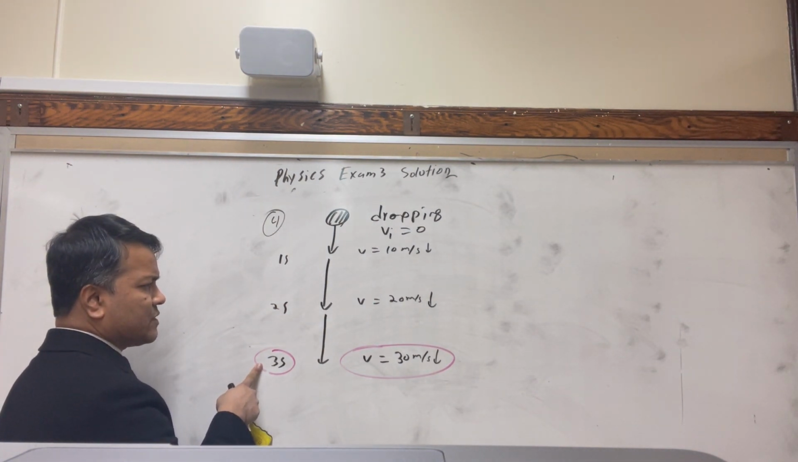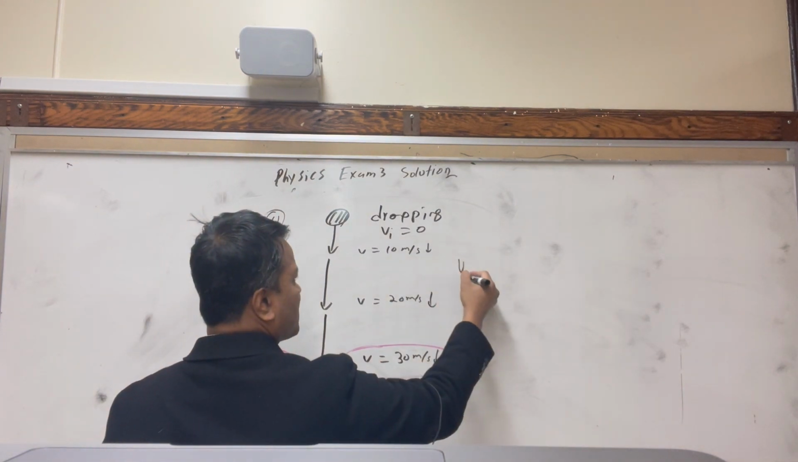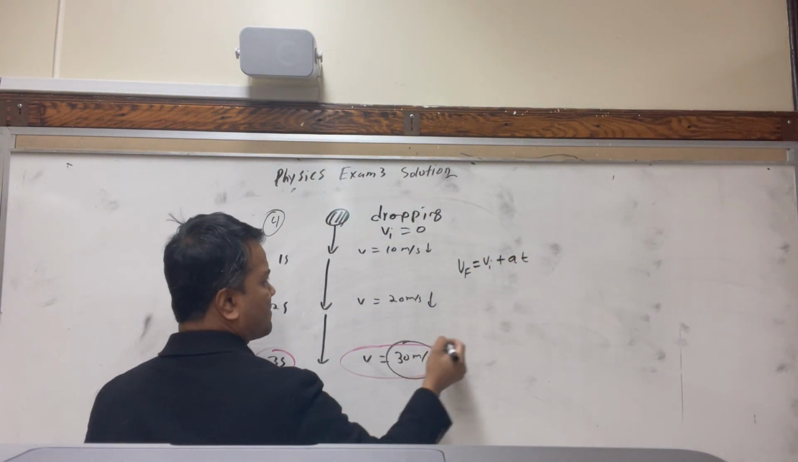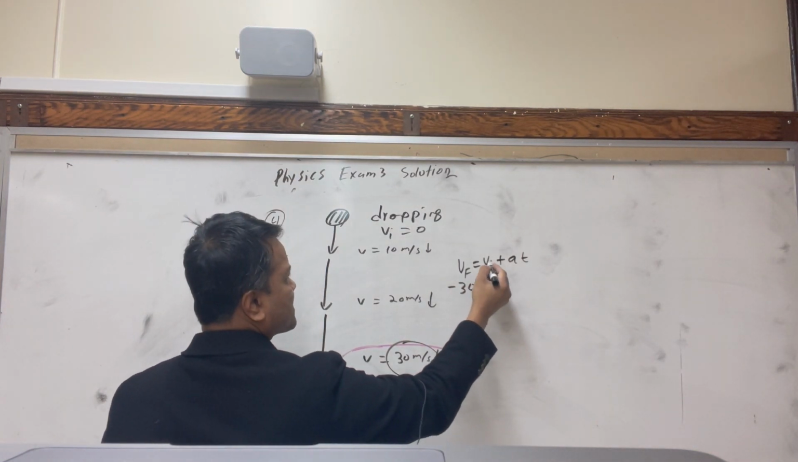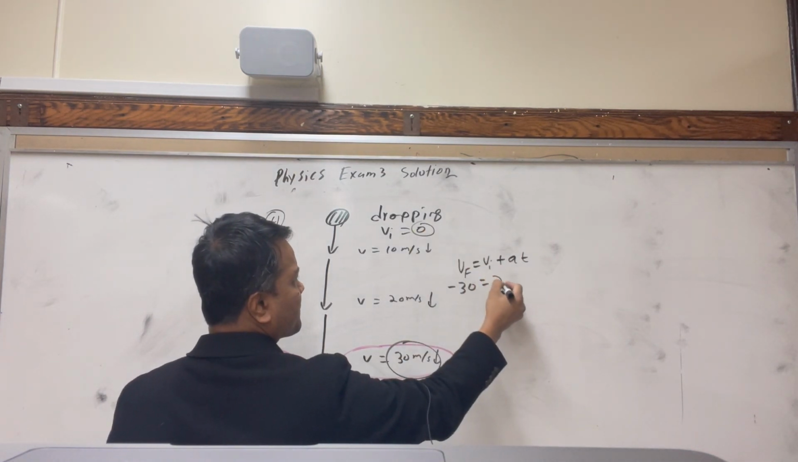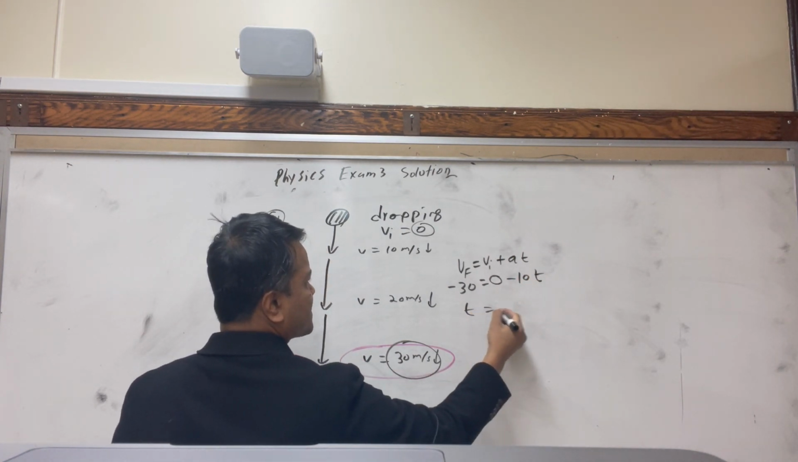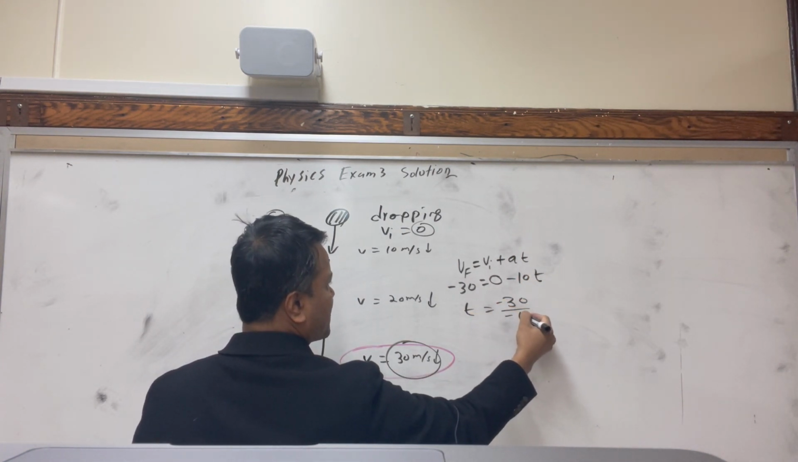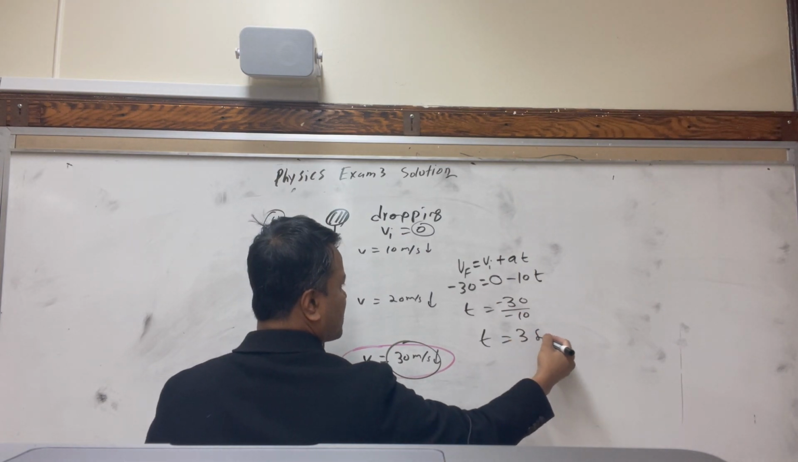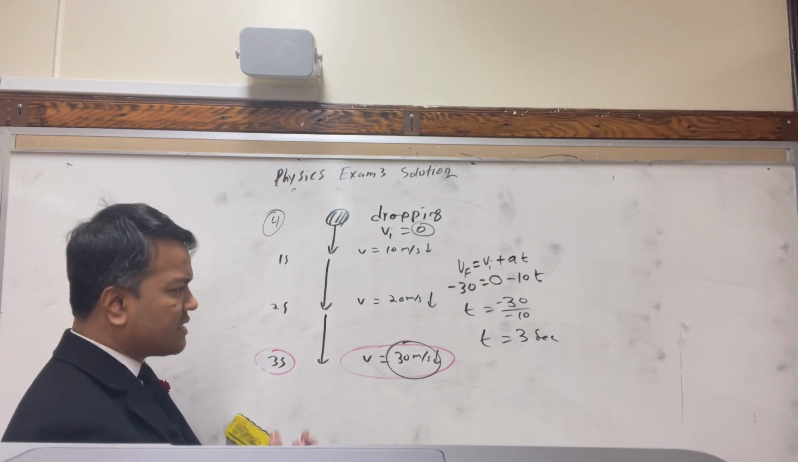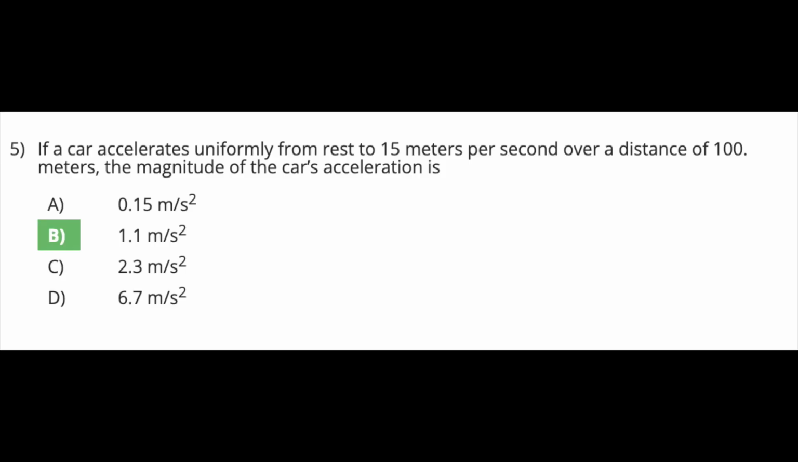Pretend that you don't know this information. So Vf is equal to Vi plus at. What is given? This one is given, negative 30. What is given? This one is given, 0. Minus 10t. Of course, negative 30 over negative 10. So t is equal to 3 seconds. All right, this is how we can figure that out. This is another way of figuring out that it is 3 seconds.